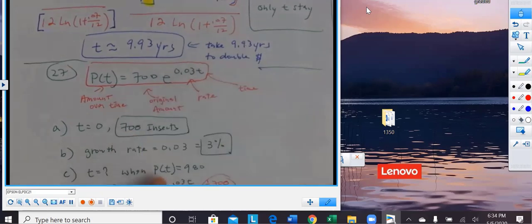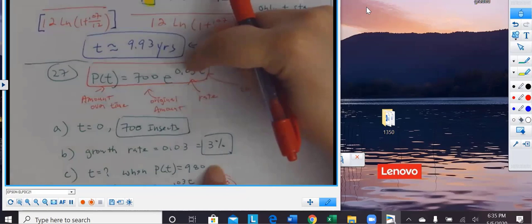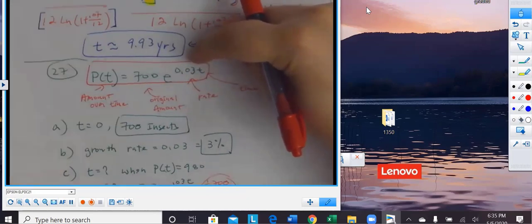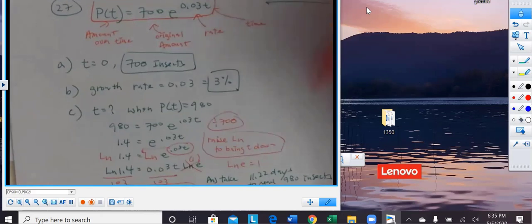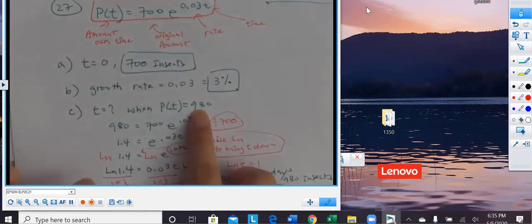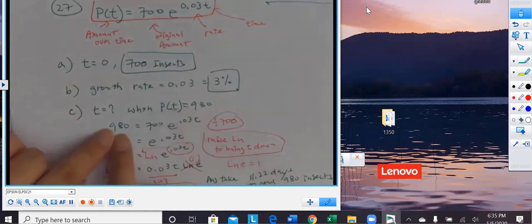What is the growth rate? The rate is this number, right? So you change that number back to a percentage. So 3% is the growth rate. The last one is a little bit more complex. The last one says, when will it go from 700 to 980? So this is your P of t. Plug it in here. You need to solve for t.